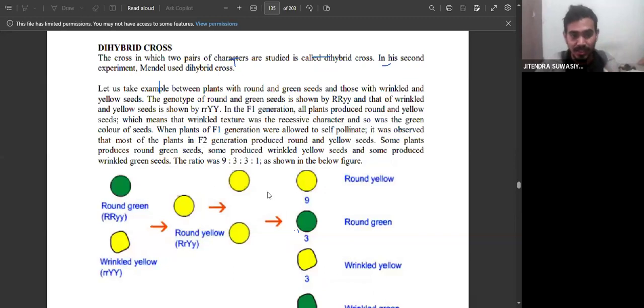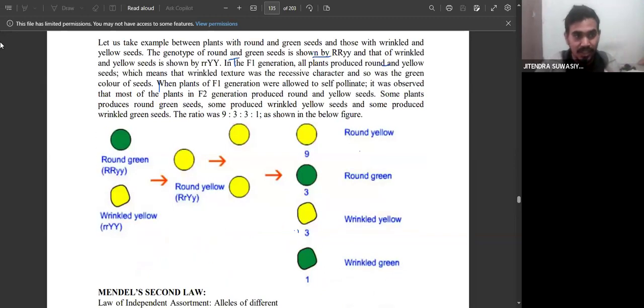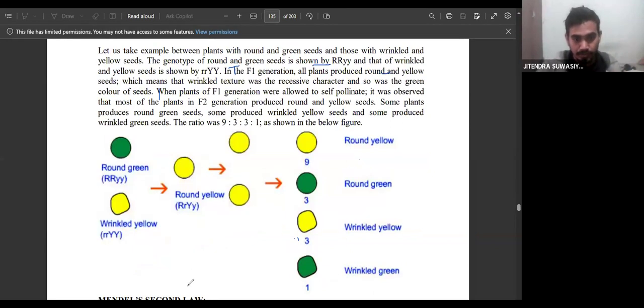So let us take an example. Here you can see he has taken two characters. He was doing the dihybrid cross. See, the genotype of round and green seeds is shown by RRyy, and that of wrinkled and yellow seed is shown.